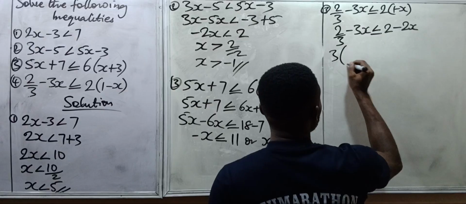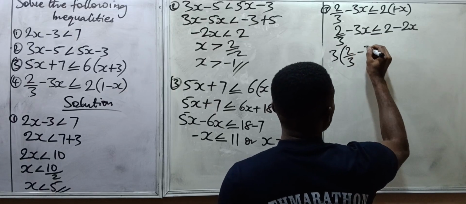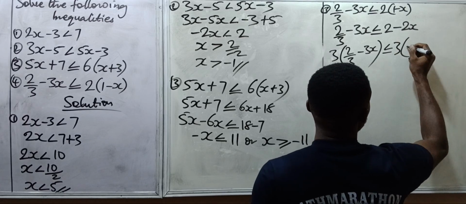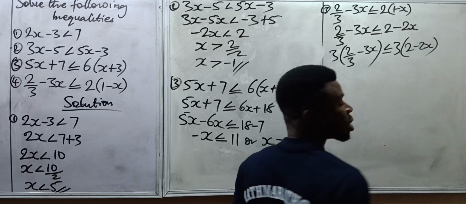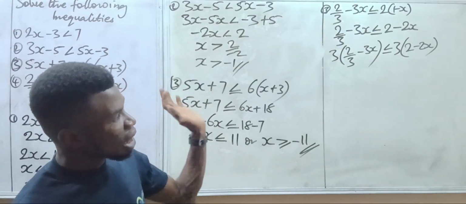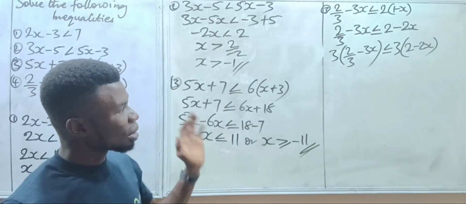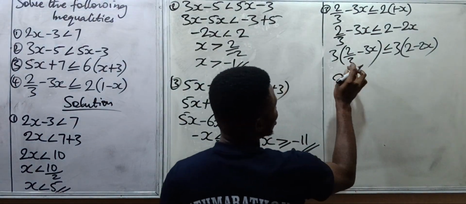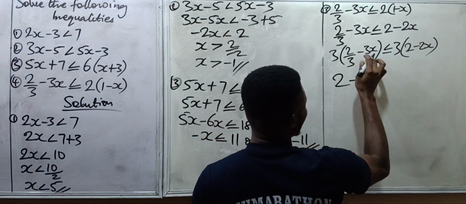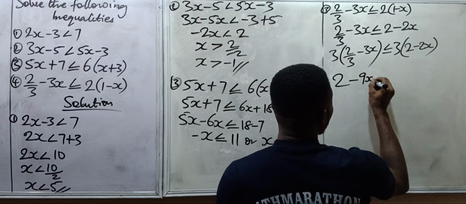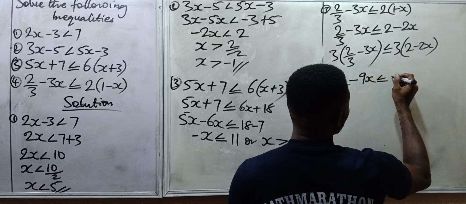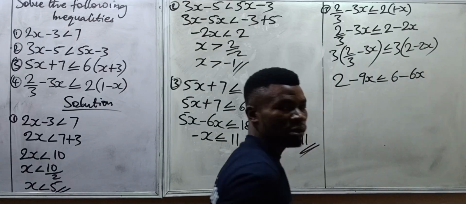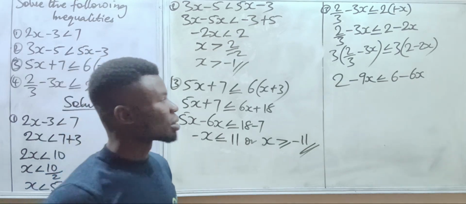That means 3 will multiply 2 over 3 minus 3x is less than or equal to. That 3 will still multiply 2 minus 2x. This is what I'm saying. Multiply both sides or multiply through. The best thing to do is multiply through with 3. So of course, notice that this one we have 2, because this 3 we cancel this 2. We have 2 minus 3 times 3x, 9x is less than or equal to 3 times 2, 6 minus 6x. Right? Now you collect like terms.